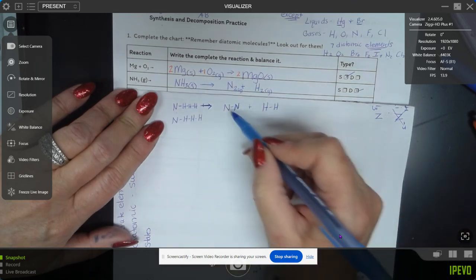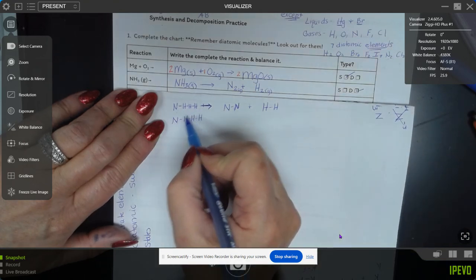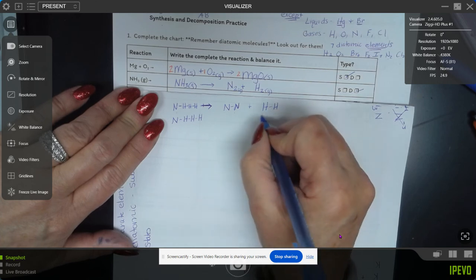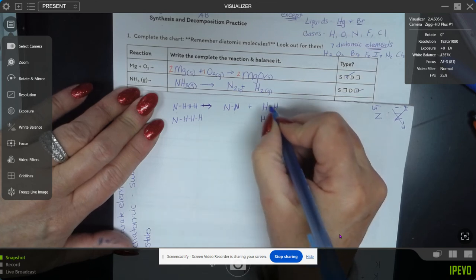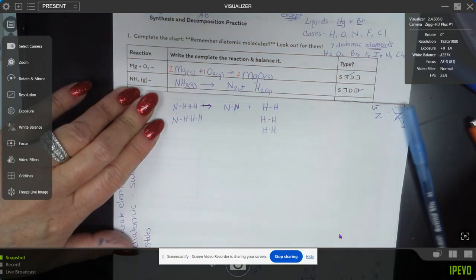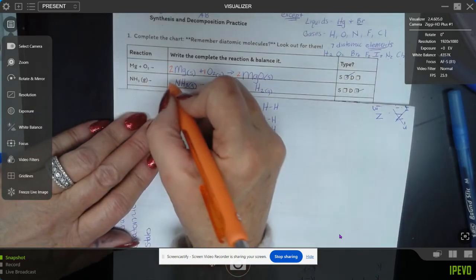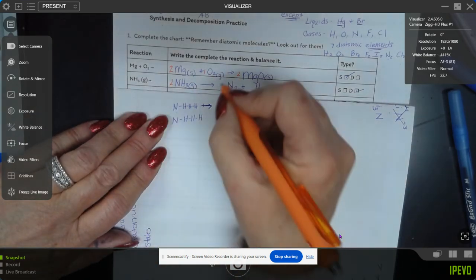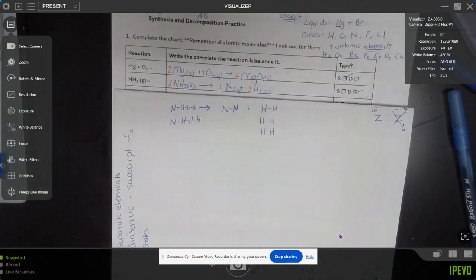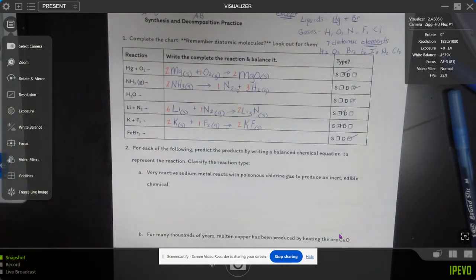All right, so now I've got 2 nitrogen on each side. 1, 2, 3, 4, 5. I've got 6 hydrogen. Here I've only got 2. So I'm going to draw 1 more of those, gives me 4 hydrogen. If I draw a third one, I have 6 hydrogen. Okay, so I balance that. I have 2 NH3s, 1 N2, and 3 H2s. Okay. All right, let's look at the next example.